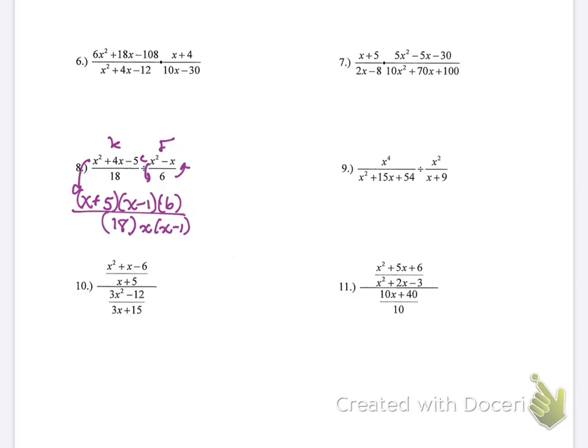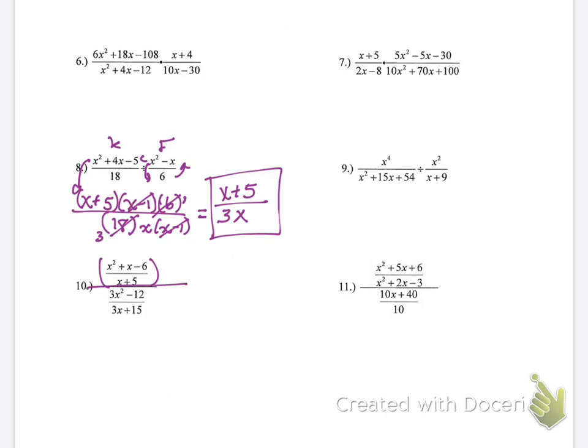So now you say, well, what cancels? I see I have an x minus 1 on top and on bottom. And then the 6 and the 18 divide, right? So the only thing I'm left with on top now is x plus 5. On bottom, looks like I just have an x and a 3. So then you're done. Okay?